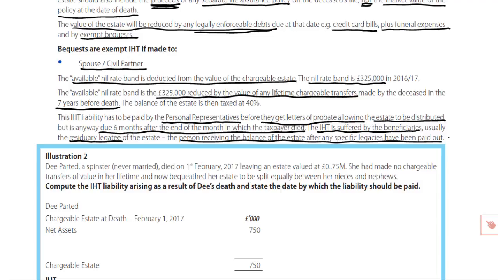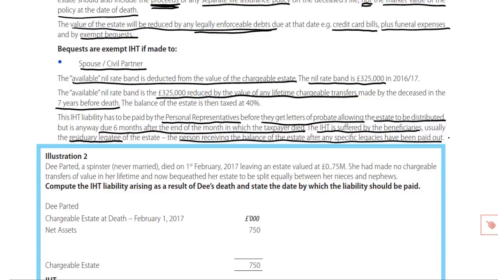Let's call him or her X. And what it means is, after the specific legacies have been paid out, the rest of the estate, after any tax has been paid thereon, is what goes to the residuary legatee. So it is they, the residuary legatee or legatees, that bear the cost of that tax. It's paid by the personal representatives and it's borne by the residuary legatee.